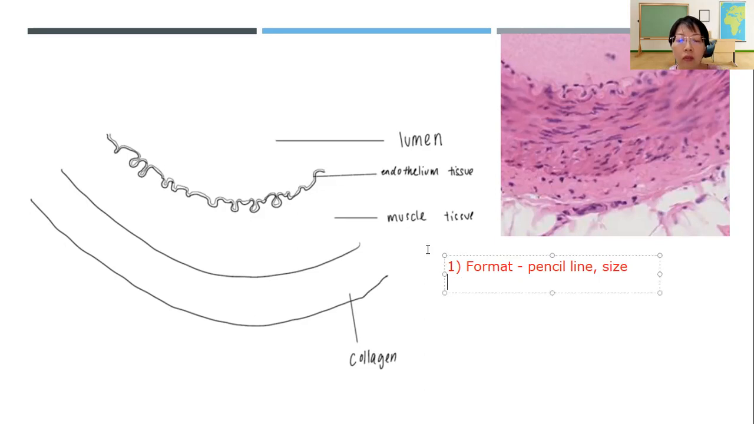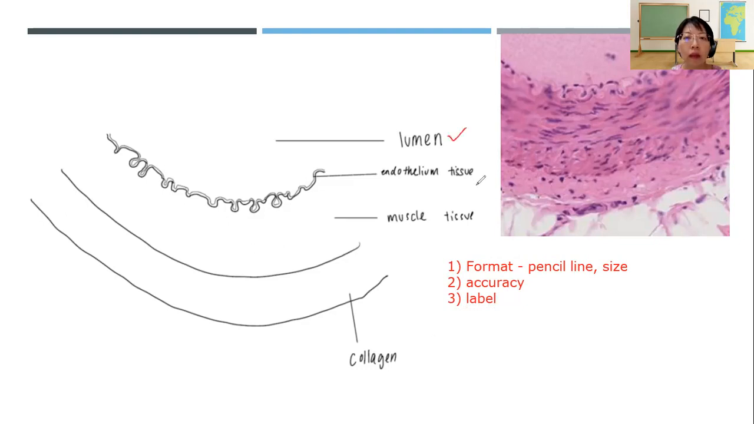Then the next one is your accuracy. Number 2 is accuracy. And then number 3 is label, if you're asked to label. All right. So accuracy, I can see is very accurate because the thickness of muscular layer is about 3 times of the connective tissue. So this part here is 3 times of this, is very good. Now, is the labeling correct?